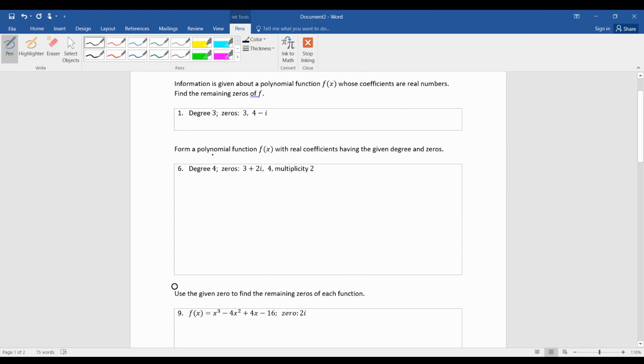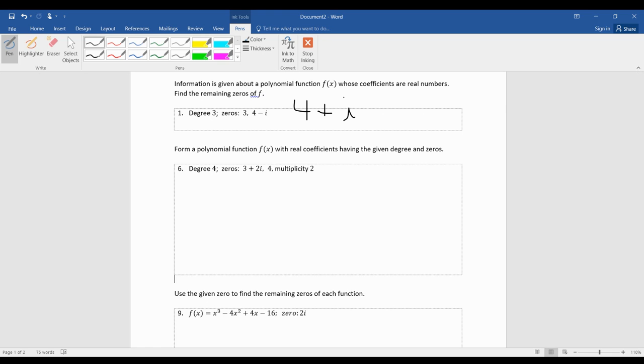it tells you that in number 1, the degree is 3. So there are 3 zeros, but it only lists one, a 0 of 3, and then a second 0 of 4 minus i. As we've always said, imaginary numbers travel in pairs, so the remaining 0 is 4 plus i. Easy question.